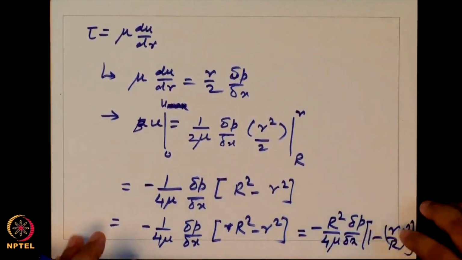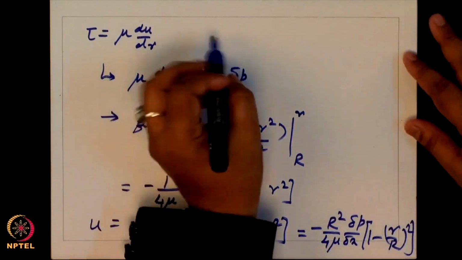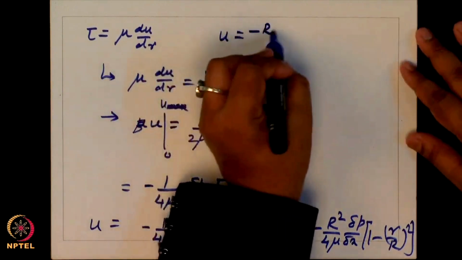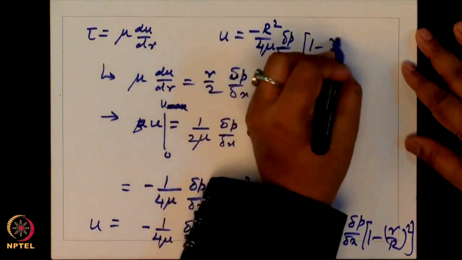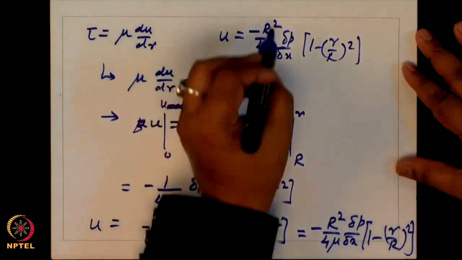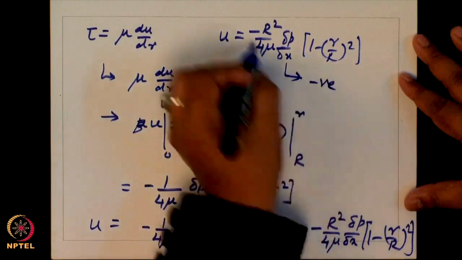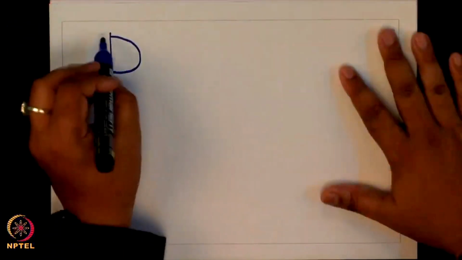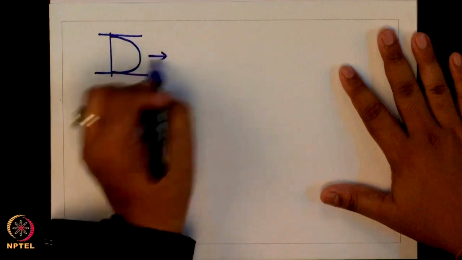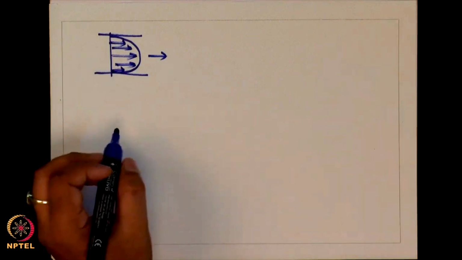So, when r is equal to 0, you have u max. This is your velocity profile: u is minus R square by 4 mu into del p del x into 1 minus r by R whole square. There is a minus sign here for the simple reason that del p del x is negative, so negative into negative is positive. If we plot the velocity profile, it will be something like this. This is your pipe, this is the direction of flow, you have maximum velocity here. So, this velocity profile is parabolic in nature.